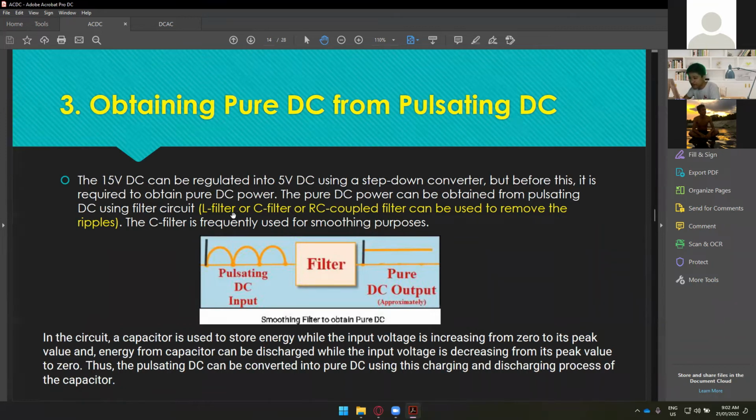We have different kinds of filters. Right here we have an inductor, a capacitor, or even a coupled filter. A resistor and then a capacitor can be used to remove the ripples. In here it will still give you the same output, or you can have a pulsating DC turned into a pure DC output. This is still direct current because it is one-sided, or one sign of voltage only, and then still in one sign, but now it's a straight line, a pure DC output.